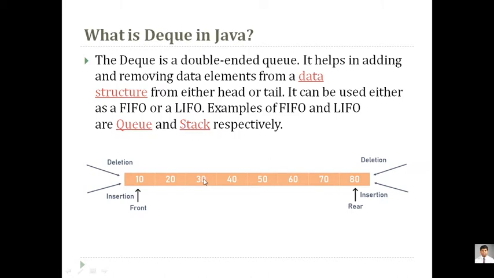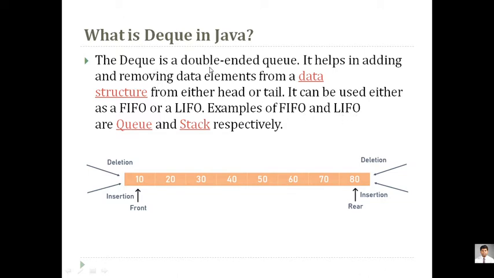Now, what is exactly a DQ? We'll have a diagrammatic representation of it. What we have seen previously is that a DQ is a double-ended queue, and as far as a simple queue is concerned, it is first in, first out. So the format used is FIFO. And LIFO, last in, first out, is the data structure used by a stack. So LIFO is for stack, FIFO is for queue.